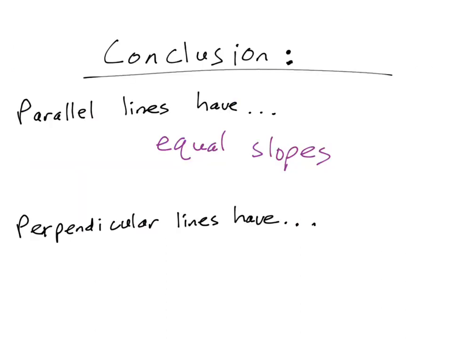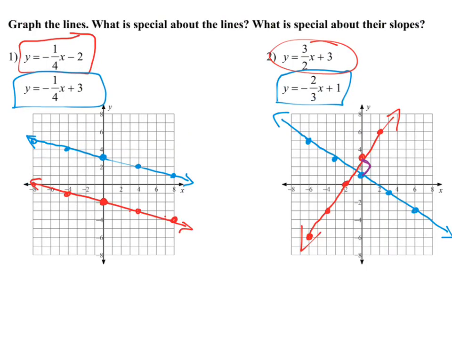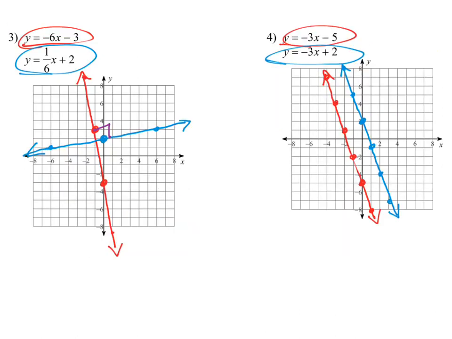The second conclusion you should be getting is that perpendicular lines have what are called opposite reciprocal slopes. You might not have written that down exactly, but the way it works is the slopes are flipped versions of each other. If we look back at our example here, the slopes are 3/2 and negative 2/3. They're flipped and they have a sign change. The opposite is a sign change, and the reciprocal is flipped. And then the same thing here, we got negative 6 and 1/6.